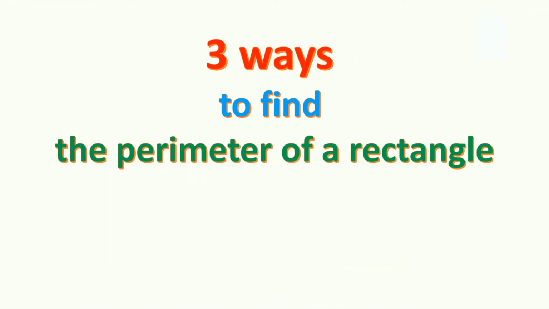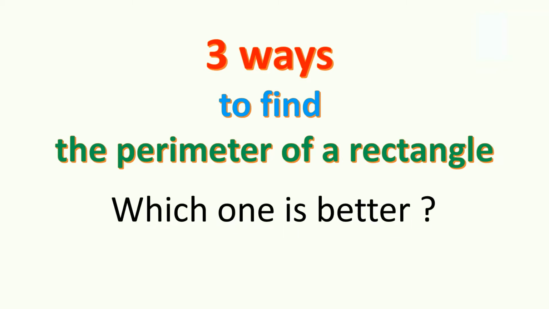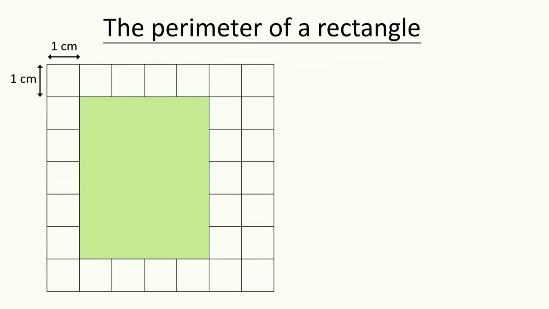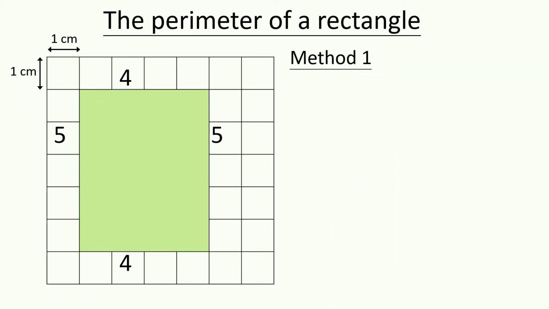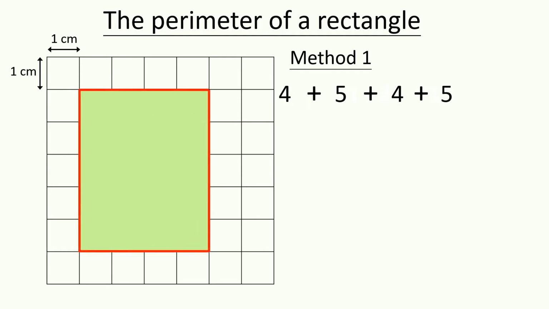There are 3 ways to find the perimeter of a rectangle. Which one is better? Let us think it over together. Method 1. We add up the sides of the rectangle one by one. The total length of the sides of the rectangle is 4 plus 5 plus 4 plus 5 equals 18 centimeters.